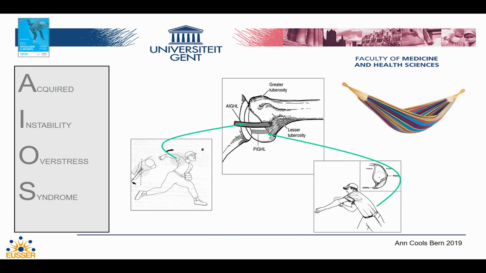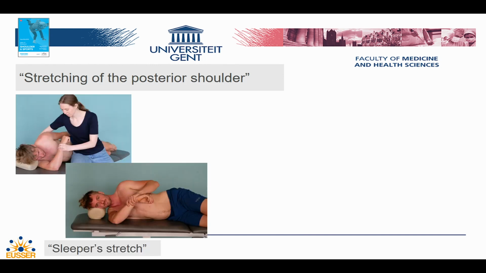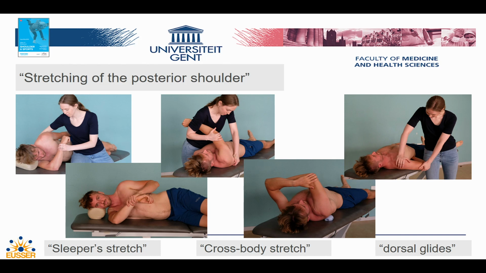So based on this principle, we don't only give exercises to strengthen the shoulder, but we also get advised to do a lot of stretching. And for the stretching of the posterior shoulder, when you look into literature, but also in the clinic, we have 3 types of stretches. We have variations of the sleeper stretch performed by the patient or by the therapist. We have variations of the cross-body stretch, also performed by the patient himself or by the therapist, and we can do some dorsal glide translational mobilizations, all to stretch the posterior part of the shoulder.